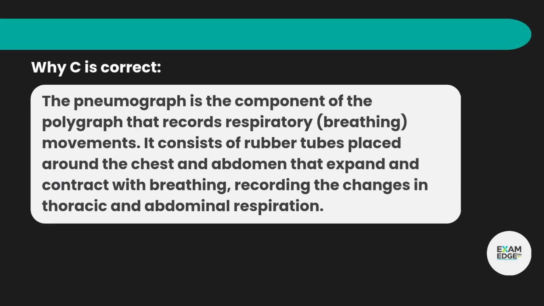Why C is correct. The pneumograph is the component of the polygraph that records respiratory, breathing, movements. It consists of rubber tubes placed around the chest and abdomen that expand and contract with breathing, recording the changes in thoracic and abdominal respiration.